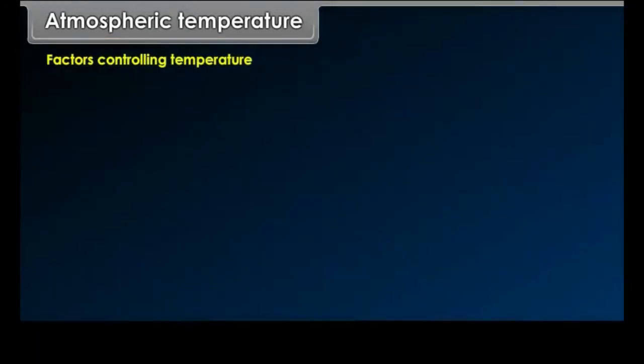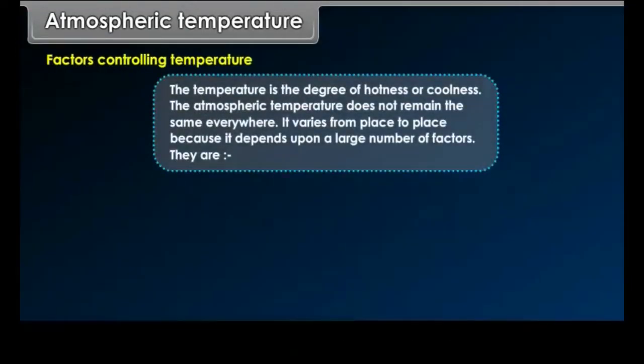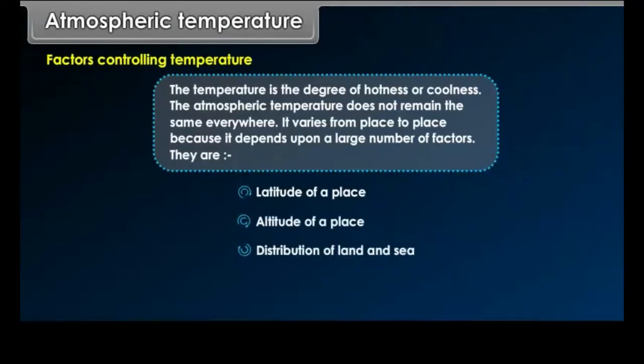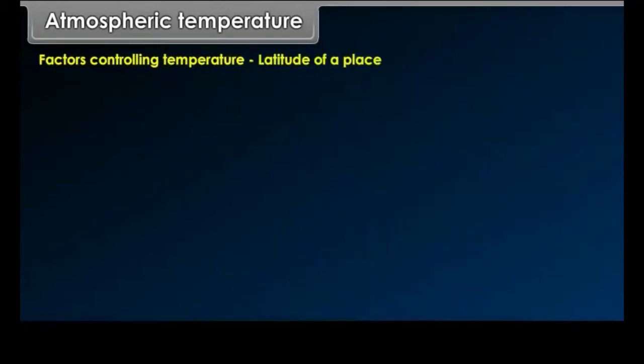Factors controlling temperature. The temperature is the degree of hotness or coldness. The atmospheric temperature does not remain the same everywhere. It varies from place to place because it depends upon a large number of factors. They are latitude of a place, altitude of a place, distribution of land and sea, ocean currents, and vegetation cover.